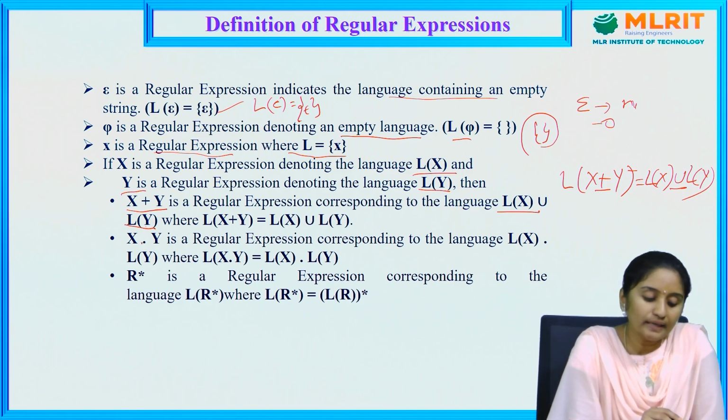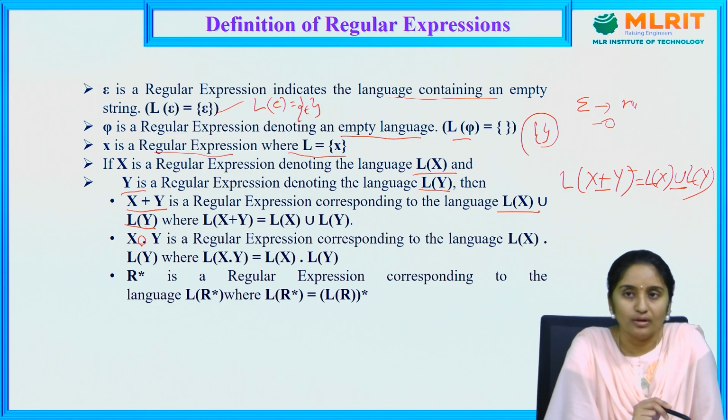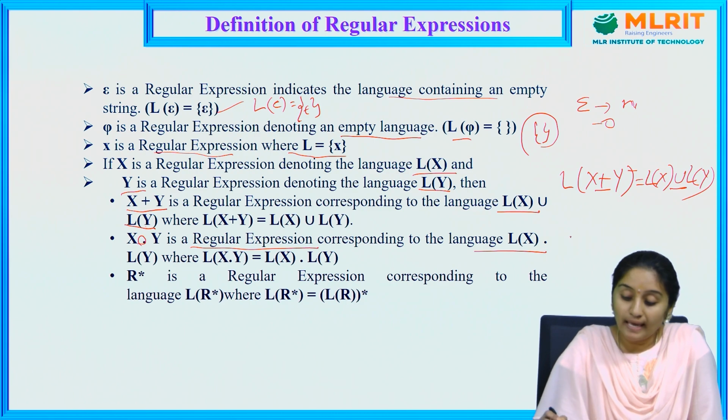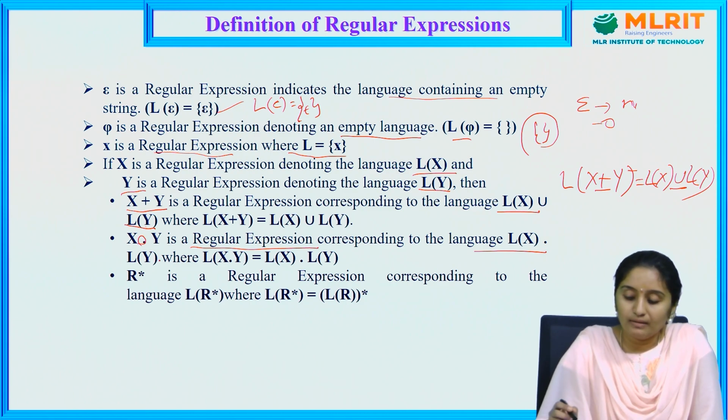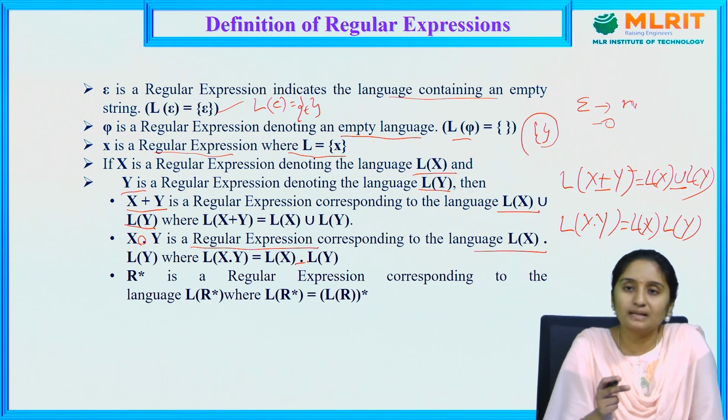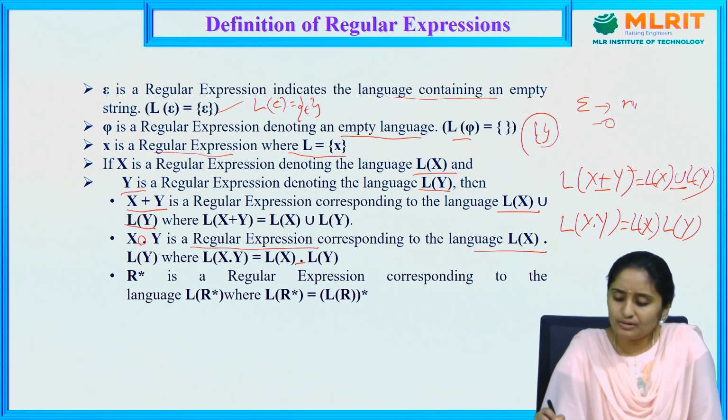Similarly, concatenation is represented with a dot. X dot Y is a regular expression corresponding to the language L of X dot Y, which we can write as L of X, L of Y. So the dot represents concatenation. Instead of writing X dot Y, we can write XY; both point to the same.